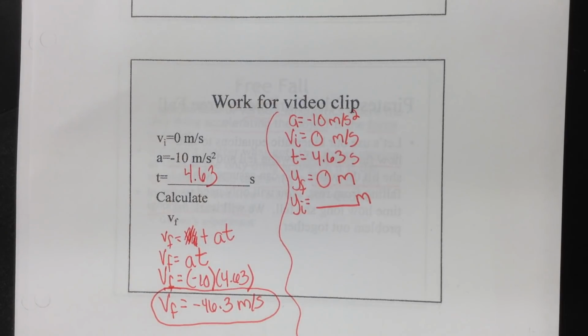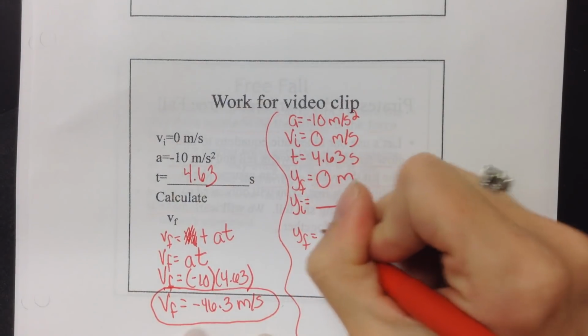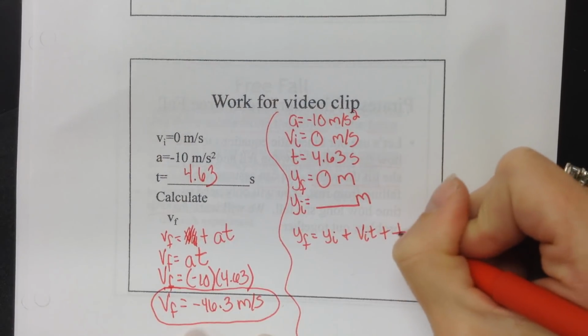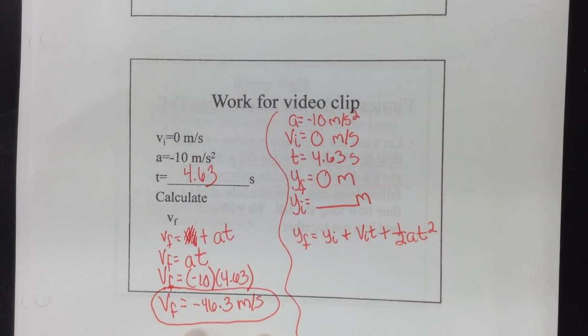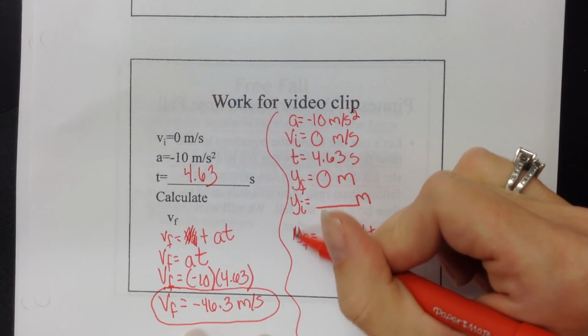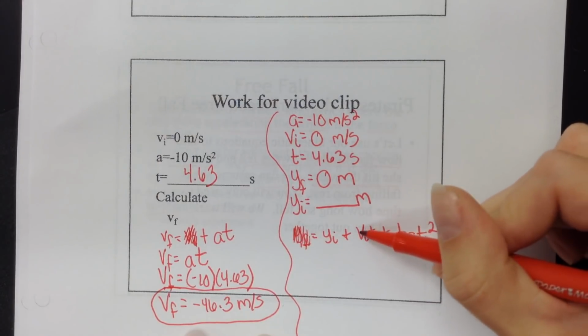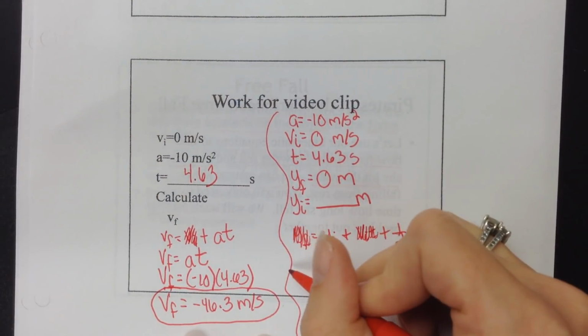If you think about it here, we can't use the first equation, because we're trying to find Y of I. We technically could use the third equation. We have everything we need, and we could use the second equation as well. So I'm going to go with the second equation. Y of F is equal to Y of I plus V of I times T plus 1/2 A T squared. And I'm going to get rid of my 0 stuff. So Y final is gone, and then my initial velocity term, because 0 times anything is 0, is gone.